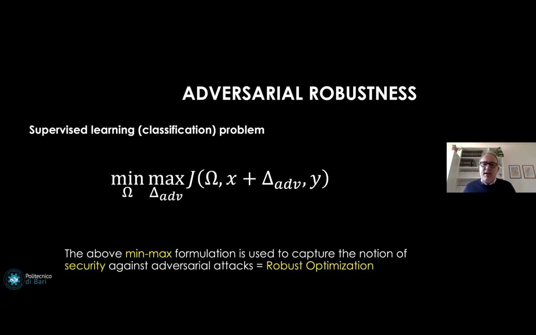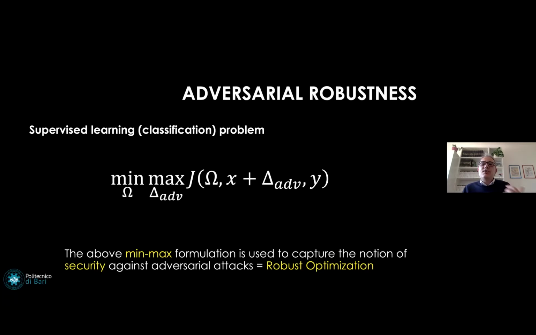Well, finally, we can define robust optimization as this min-max problem, where, as usual, we have our loss function. But we have this unique min-max problem, where we want to minimize the loss function with respect to omega, the parameters, but at the same time, we want to maximize the same loss function with respect to the perturbation. So in this min-max formulation, we have this notion of robust optimization.